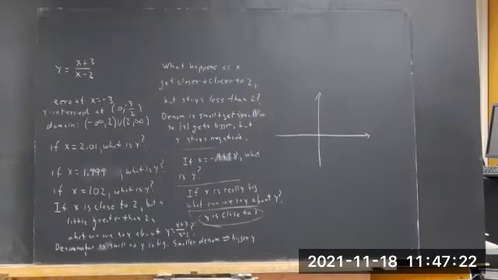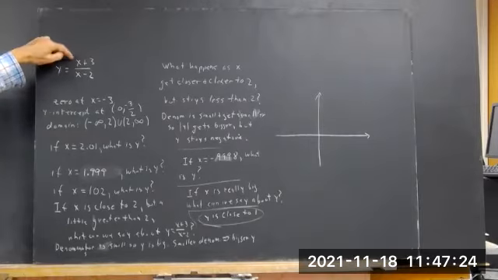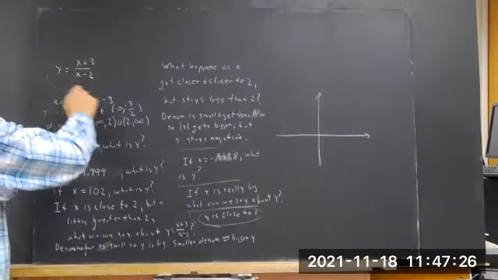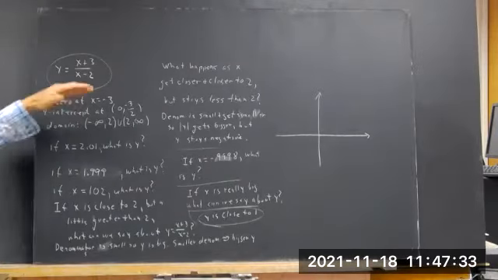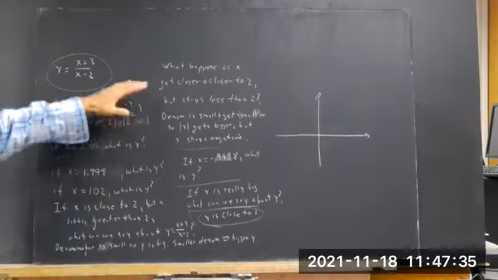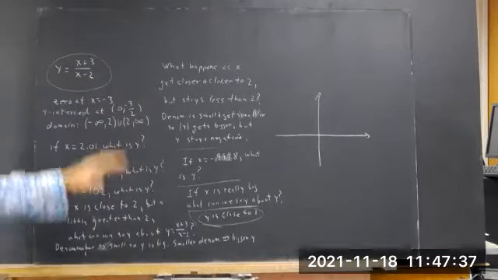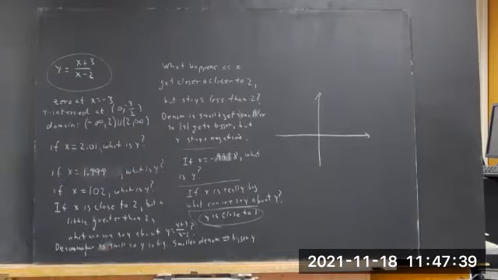Okay, we have this function y equals (x + 3)/(x - 2). That's what we call a rational function. We'll talk about that. So I pose a question. If you're viewing this and haven't seen it before, don't even look at the rest of what's written.